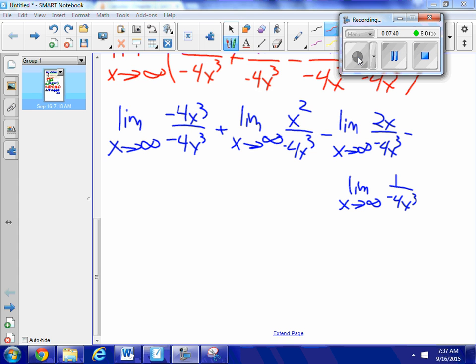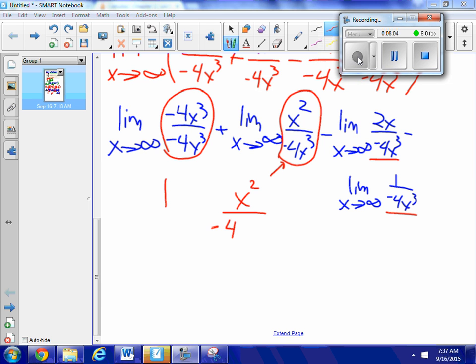Well, it's pretty clear to me that something divided by itself is 1. Let's look at this one here, and this is the one we're going to focus on because these other two are going to work just about the same. If I take this function right here, x squared divided by negative 4x cubed, I can simplify that into being 1 over negative 4x.